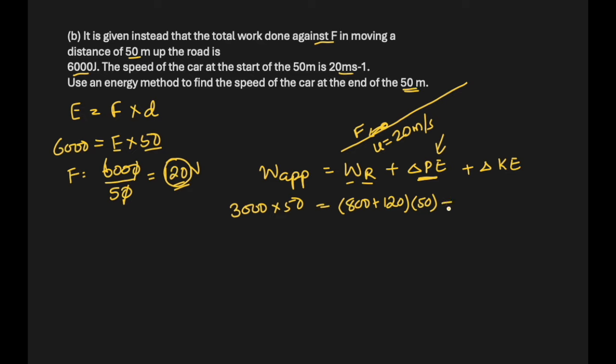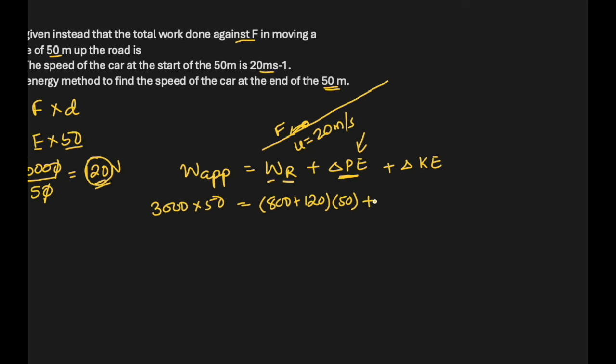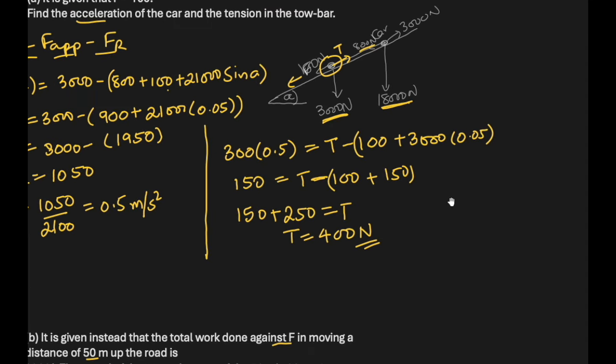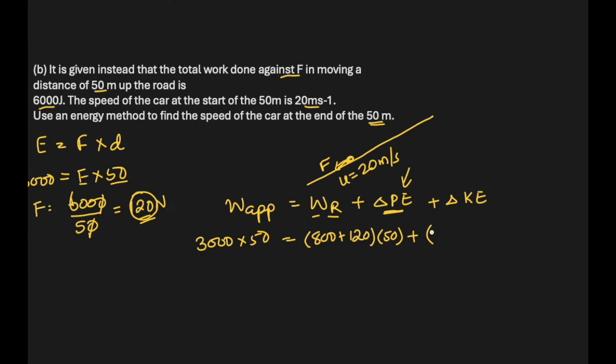So what is the formula for change in potential energy? It is M, mass of both the truck and trailer. How much is it? 1800 and 300, right? So it is 1800 plus 300. And then G. So basically it is mg times final height minus initial height.